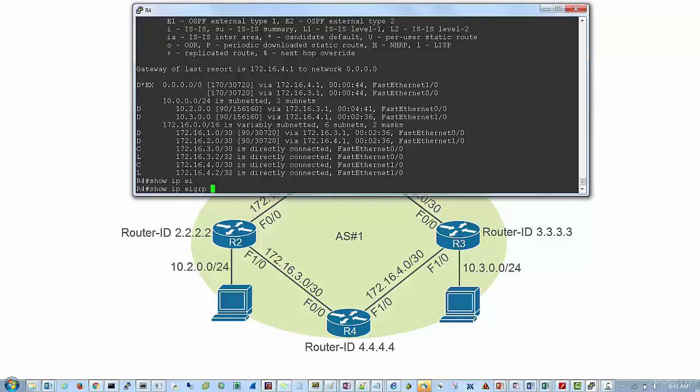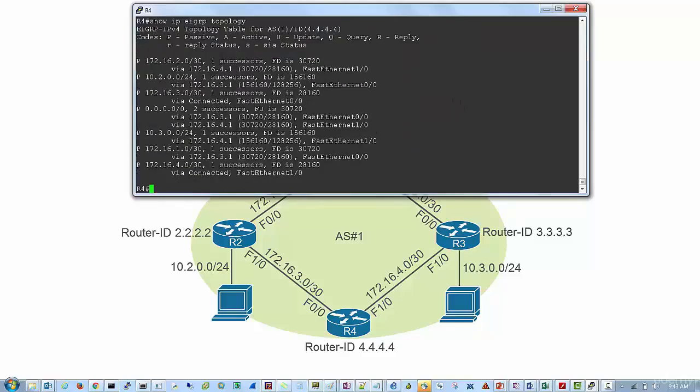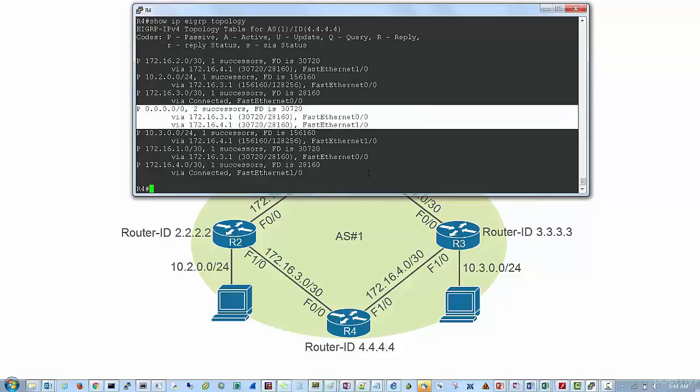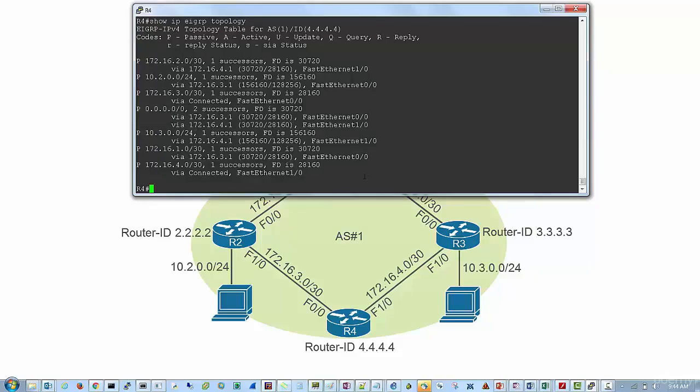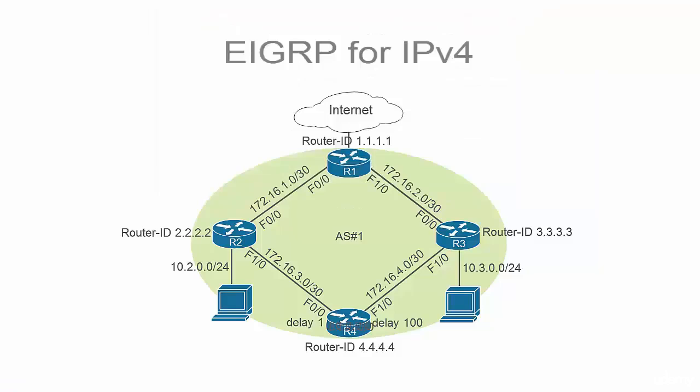Let's look at the topology table again here. You can see that now it says we have 2 successors. They both have the same feasible distance, and since we can do equal cost routes, we now have 2 successors for that path. Well, that's great, but now what we're going to do is change R4's F10 interface delay to be 100, and then that path will have a higher metric than the path via R2, so that instead of having 2 equal cost routes, we'll only have 1 primary route via R2 for our default route.